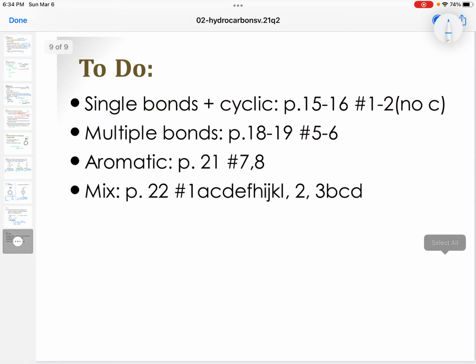Okay, so that's it for this. Now you can do all of this homework that's listed and give it a try, especially page 22, because then they'll be all mixed together. One of the questions asks you to fix a name, like there's something wrong with the molecule and it wants you to fix the name of it. So that's a different kind of question, kind of a neat one. So you can take a look at that. Okay, thank you.